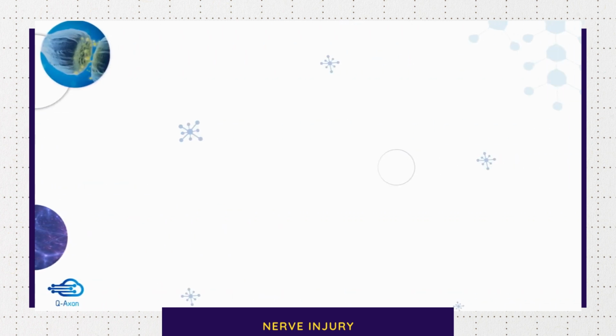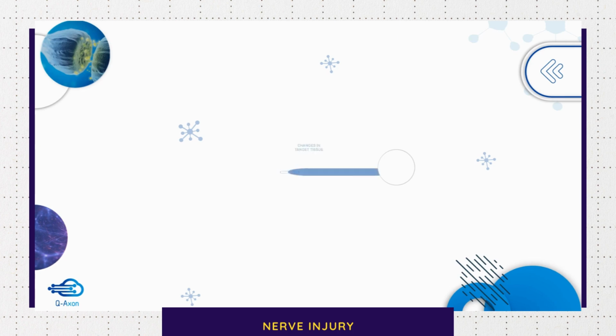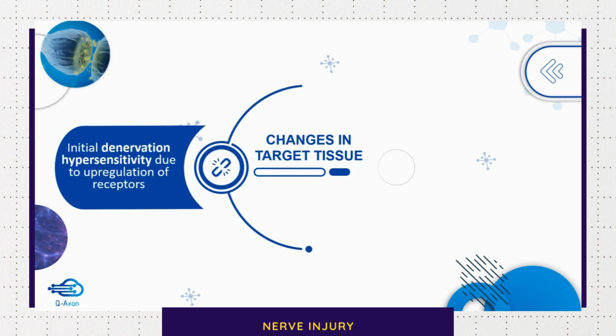Now, there are two terms that you must be familiar with in the context of changes in the target tissue. Now, the first term is denervation hypersensitivity. What do we mean by this? So, at the time of nerve injury, we already saw that the axon terminal retracts from the target tissue. Now, the target tissue, therefore, experiences a reduction in the nerve signals. It is not receiving nerve signals anymore. And when we say nerve signals, we are essentially referring to the neurotransmitter signals.